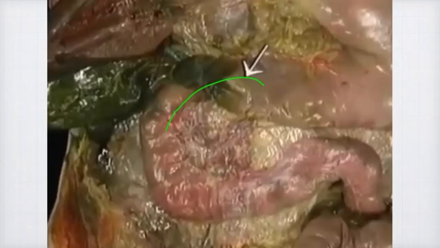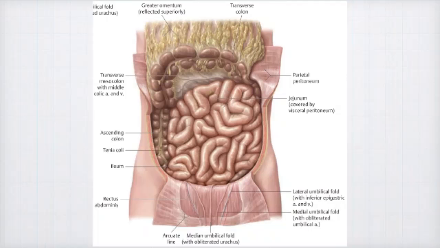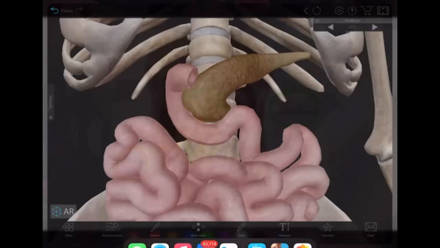So this is the duodenum, and all these loops are jejunum and ileum. Immediately after the duodenum is the jejunum, and this one is the ileum. We'll see that.